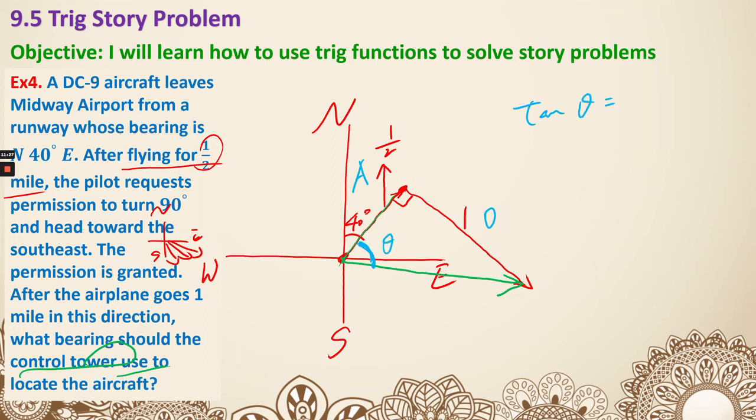Tangent theta equals 1 over 1/2, which is 2. And we have learned already, if you're trying to find the angle, you are going to need to use the inverse function. So it's got to be the inverse of tangent, so tan⁻¹ of 2. If you type that into a calculator, that is going to give you 63.43 degrees. But that is not fully done.